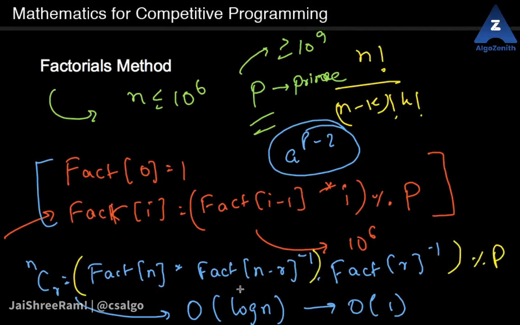So make sure you multiply two terms first and then take mod p, and then multiply the other term and take mod p, right? These are some things that need to be taken care of in implementation, but this is the whole idea. Okay, so this is the factorial method and we use it when n is pretty small, like up to 10 to the power 6, because we need this pre-computation which is order n, right?